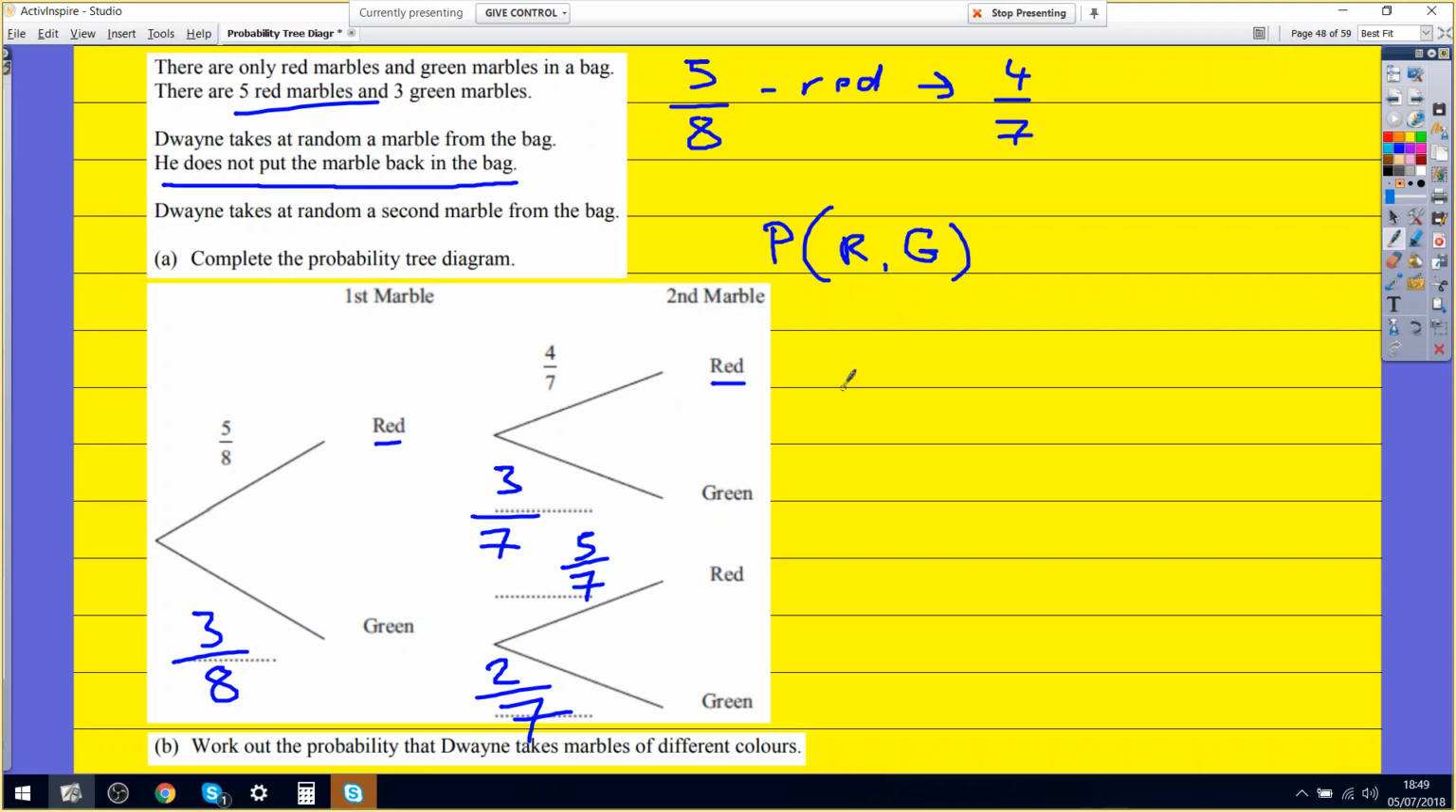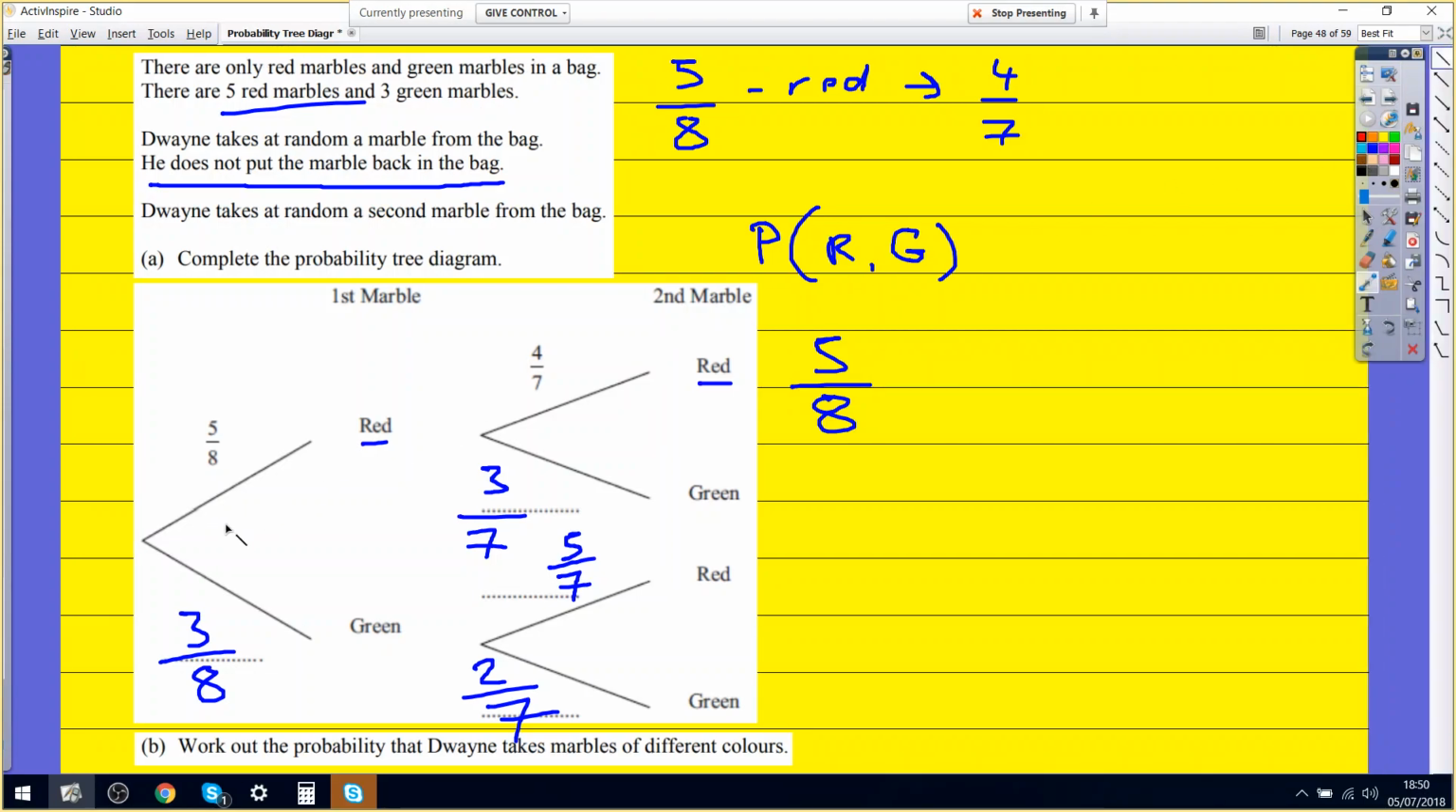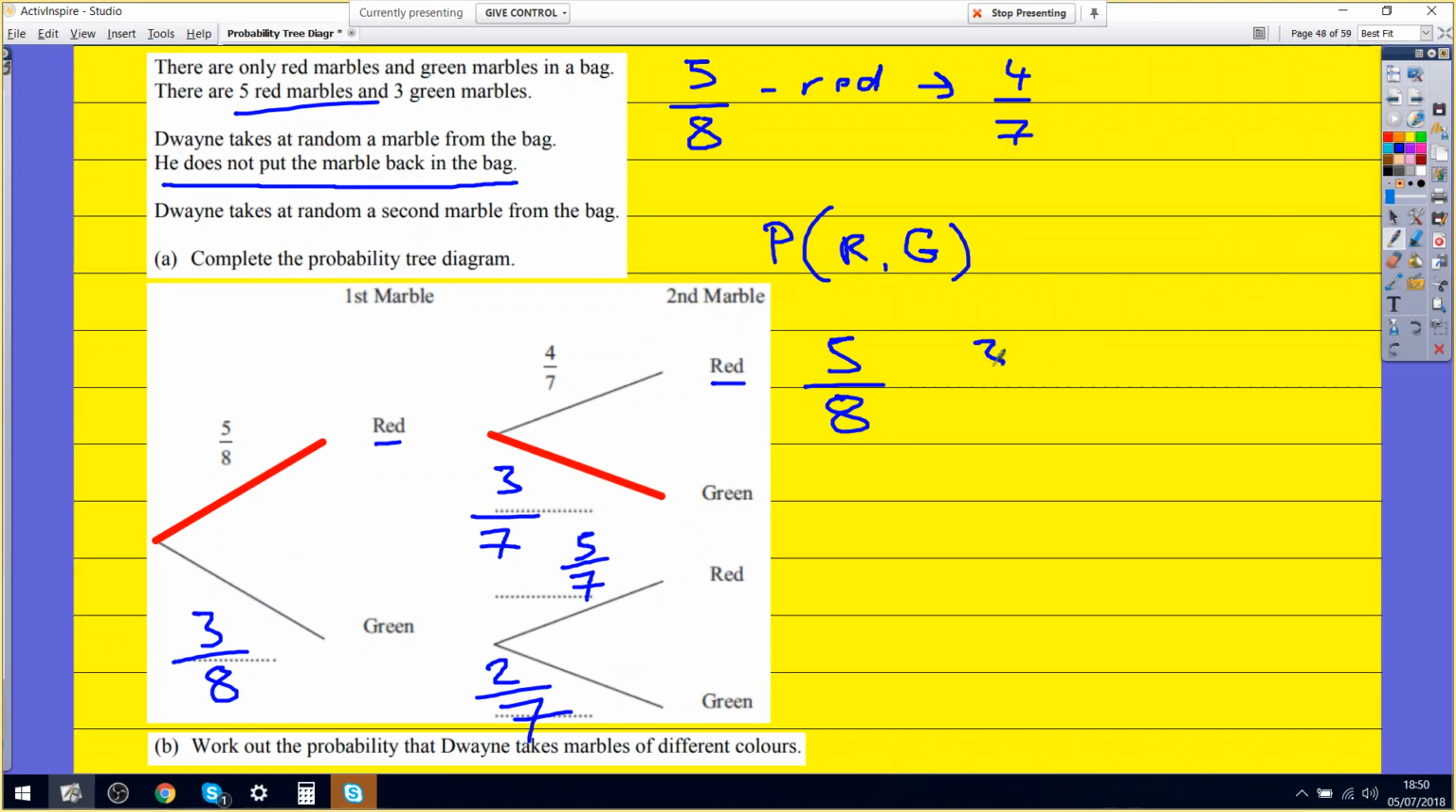Would it be 30-50? 50-30? What's the probability that you get a red on your first marble? 5 out of 8. And what's the probability you get a green after that? 3 out of 7. That's it. And what's the probability of getting both red and green? What do you do?